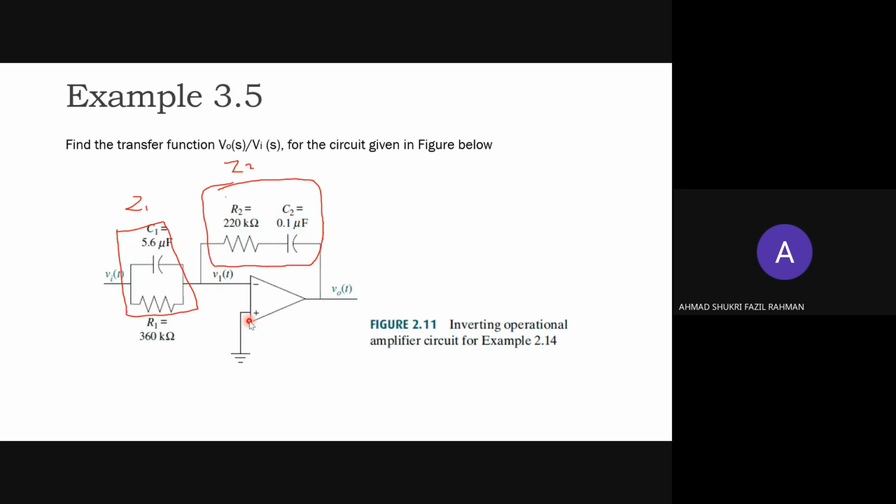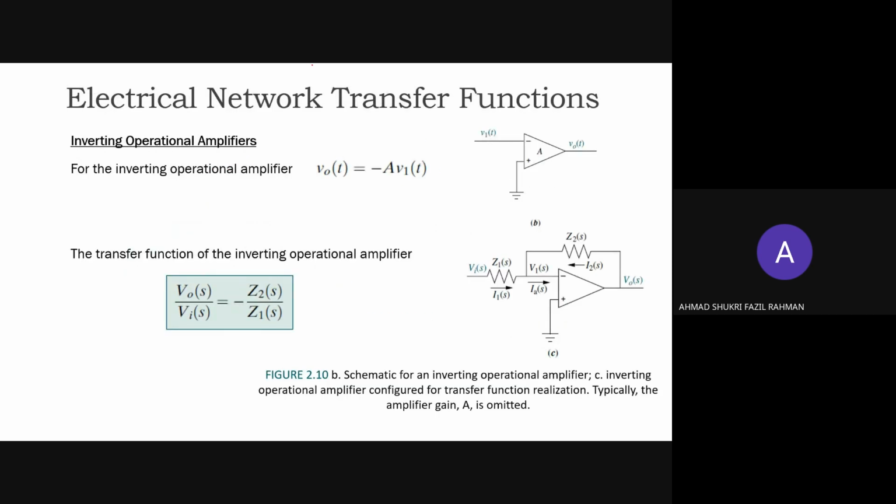So we go back to this example. We can derive that the output V0(s) over Vi(s) is the negative ratio of Z2 over Z1.